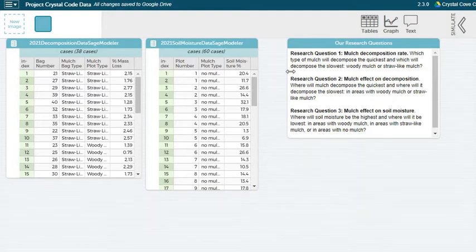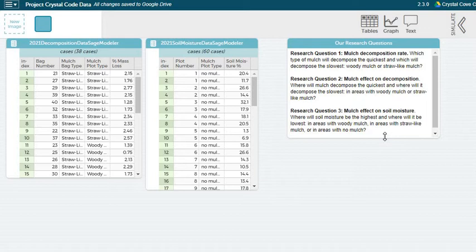Let's first remind ourselves of what our questions are. Research question 1 is about mulch decomposition rate. That's where we want to know which type of mulch will decompose the quickest and which will decompose the slowest, woody mulch or straw-like mulch. Research question 2 is about mulch's effect on decomposition. So where will the mulch decompose the quickest and where will it decompose the slowest when those mulch bags are placed in areas with woody mulch or straw-like mulch.